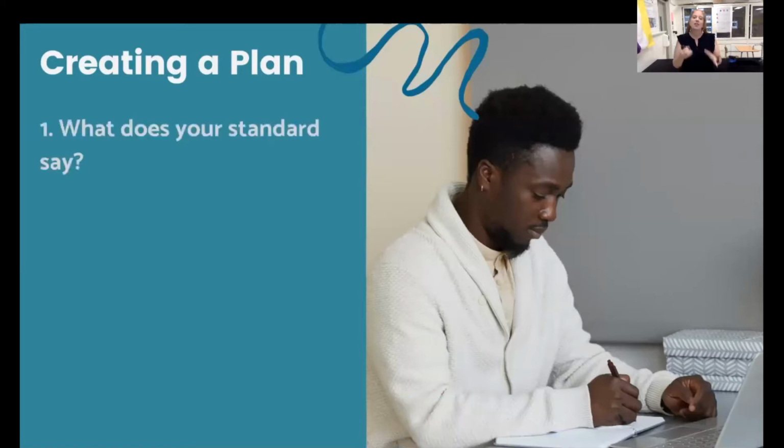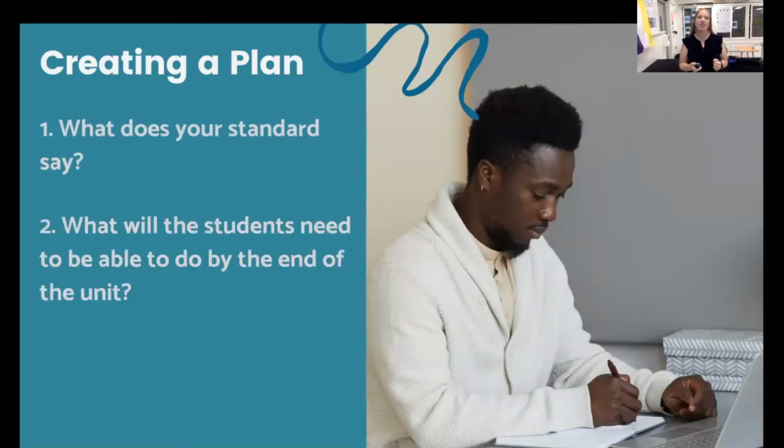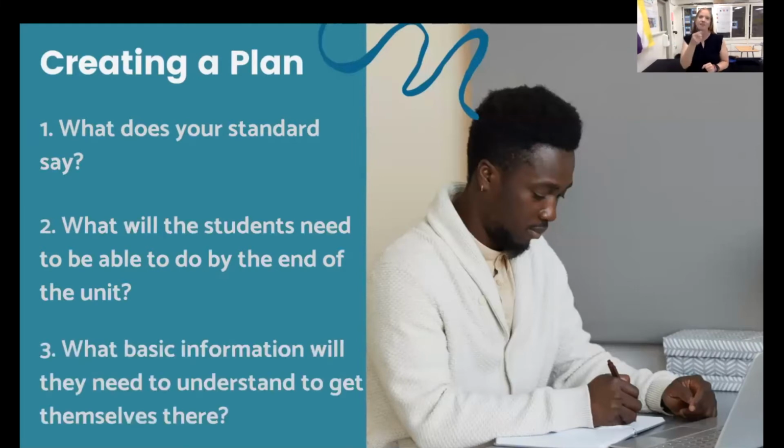First, think about what the standard says. Then, what will the students need to be able to do by the end of the unit? And finally, what basic information will they need to understand to get themselves there?